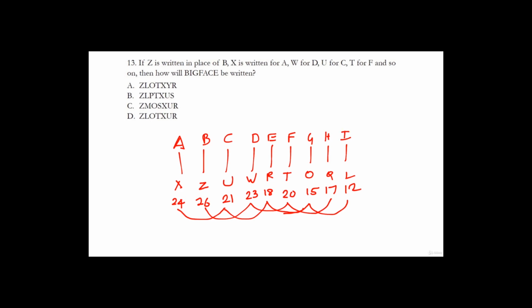So big face, B should be replaced with Z. I should be replaced with L. And G should be replaced with O. F should be replaced with T. A should be replaced with X. C should be replaced with U. And E should be replaced with R. So option D is the correct answer.